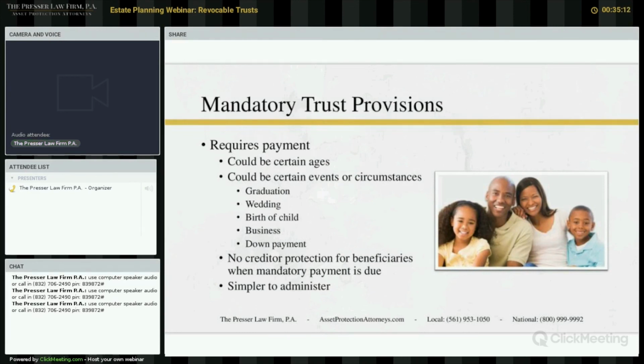As we talked about earlier with the mandatory distributions, there's no creditor protection for the beneficiaries once that payment is due. But the trust provisions and the trust itself, when it's mandatory, are simpler to administer because chances are the trust is not going to last as long, because if everything is being paid out on a mandatory basis, it's going to end.